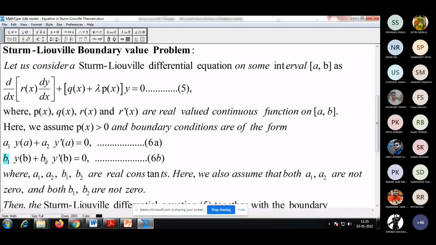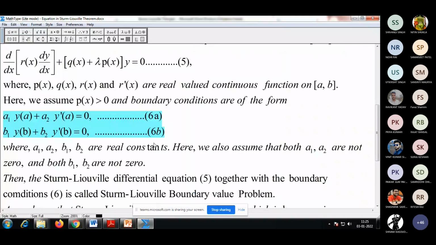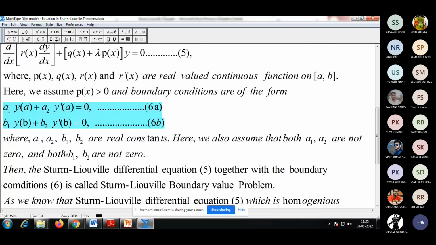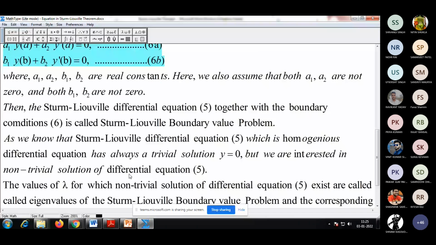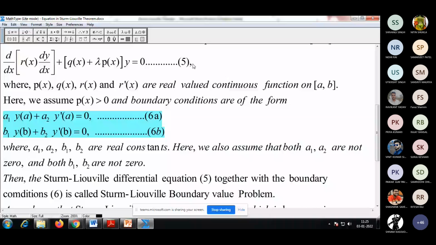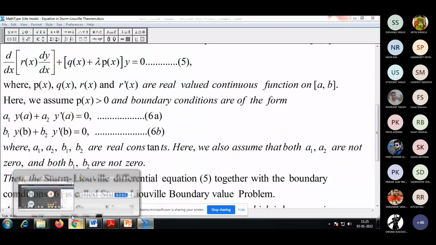So a differential equation like this one together with the boundary condition is called a Sturm-Liouville boundary value problem. Okay. So next question, when we are going to use these, then we can find the solution of this differential equation. Yes, again I want to know something from your side.